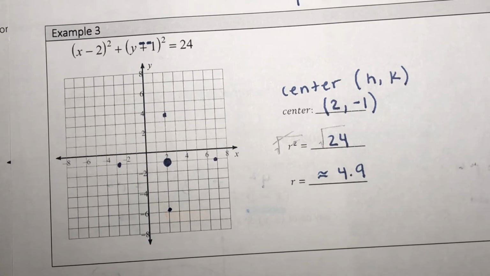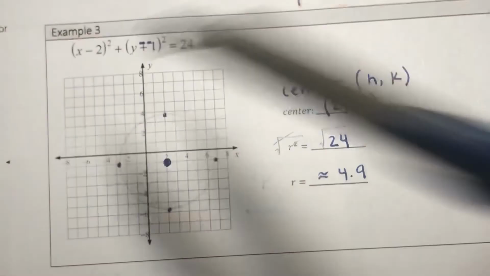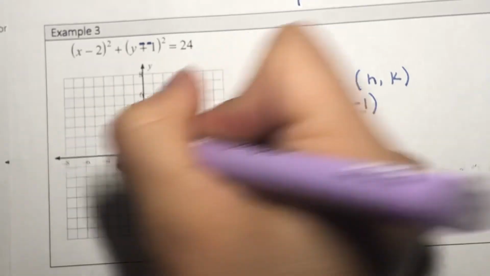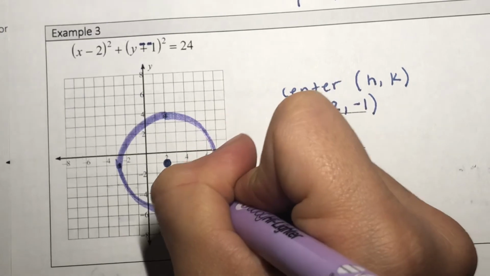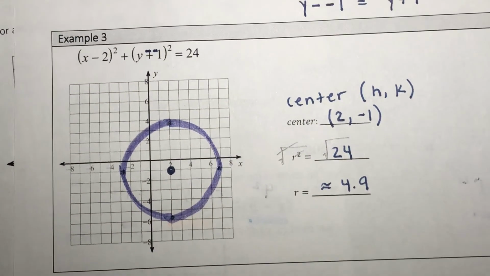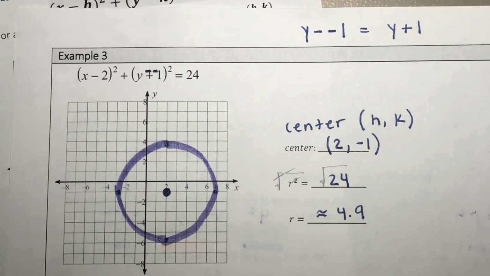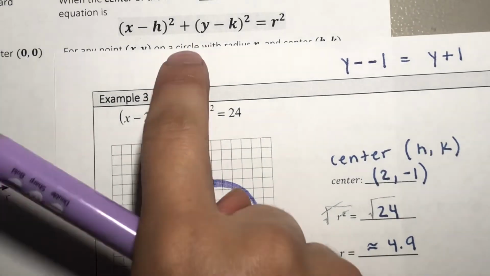Then you grab your compass, if you have one, and you graph your circle. You connect those points to graph your circle. If you don't have one, try your best to sketch a nice looking circle by connecting those 4 points. And that's it, we're done. Graphing a circle on the coordinate plane using the standard form equation.